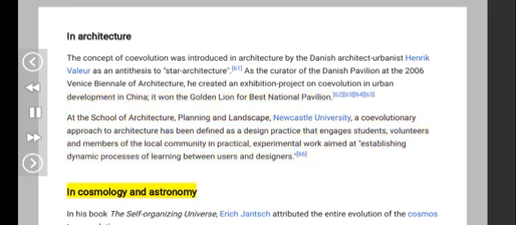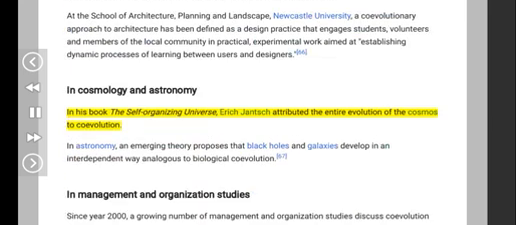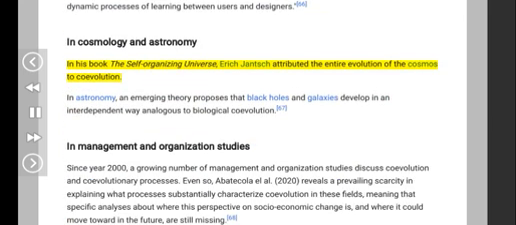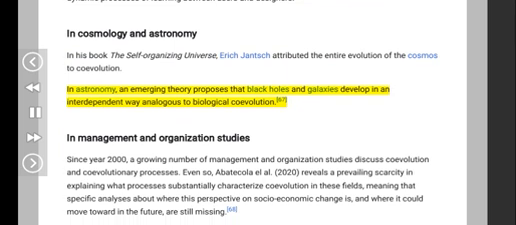In cosmology and astronomy. In his book The Self-Organizing Universe, Erich Jantsch attributed the entire evolution of the cosmos to coevolution. In astronomy, an emerging theory proposes that black holes and galaxies develop in an interdependent way analogous to biological coevolution.